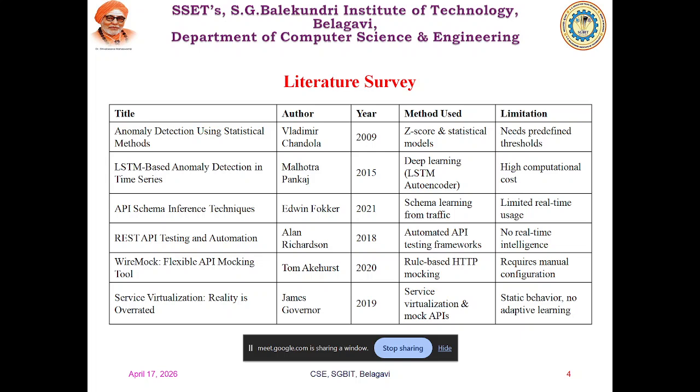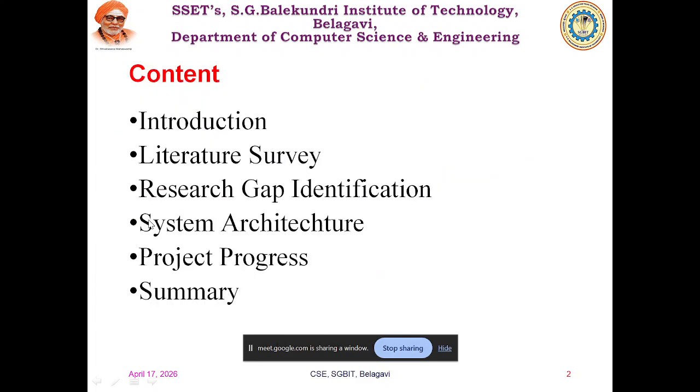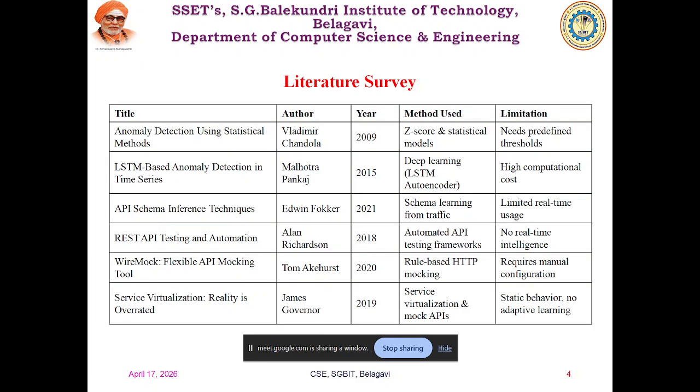Okay, ma'am, the paper is on anomaly detection using statistical methods. The method they have used is Z-score and a statistical model. The limitation is that they have used predefined thresholds, like for every endpoint, a predefined threshold to detect anomalies. And then LSTM-based anomaly detection, long short-term memory, which is a neural network architecture. Its limitation is that it has high computational cost.